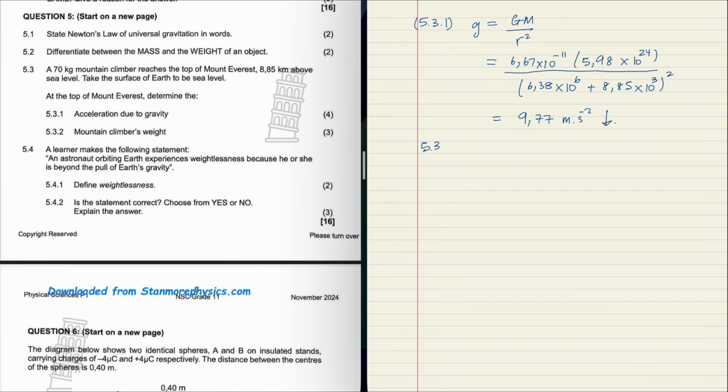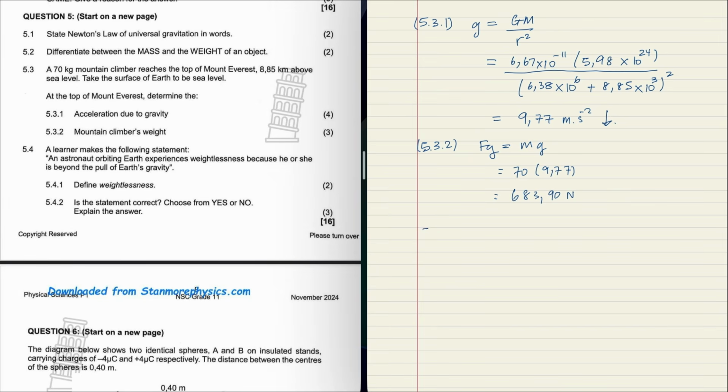Question 5.3.2. Calculate the mountain climber's weight. So Fg is equal to mass times gravity. The mass is 70, gravity is 9,77, and that's equal to 683,90 newtons.